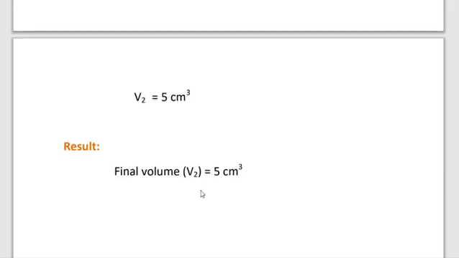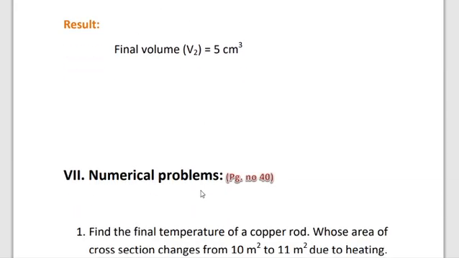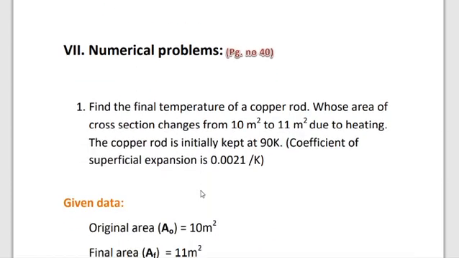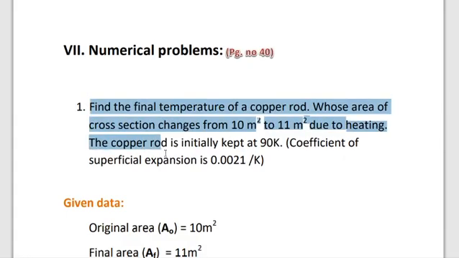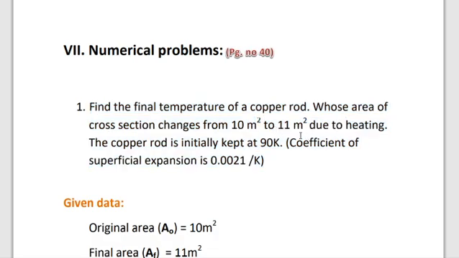Then we move to the numerical problems, 7th Roman. First problem. Find the final temperature of a copper rod whose area of cross section changes from 10 meters square to 11 meters square due to heating. The copper rod is initially kept at 90 Kelvin. Then one more data is given.